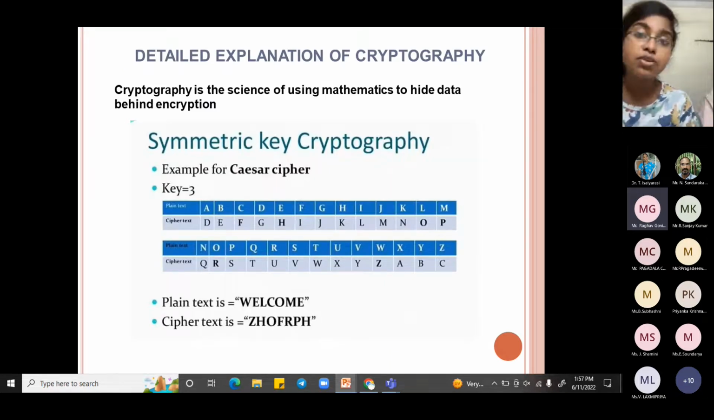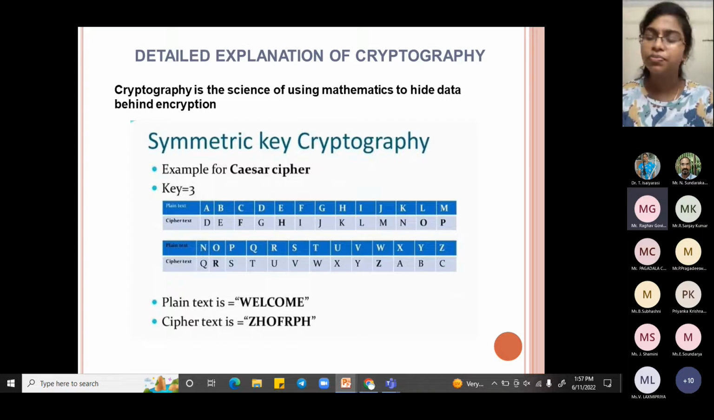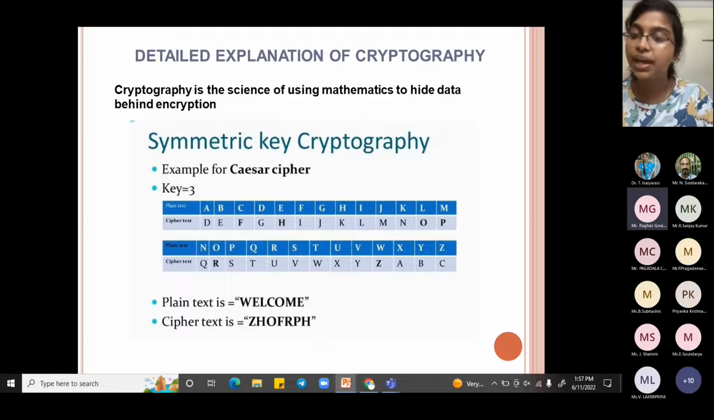So there are several types of cryptography. Everywhere we use maths, from ancient times to the future. We always use maths. So cryptography is the science of using mathematics to hide data behind encryption. That is what cryptography is about.